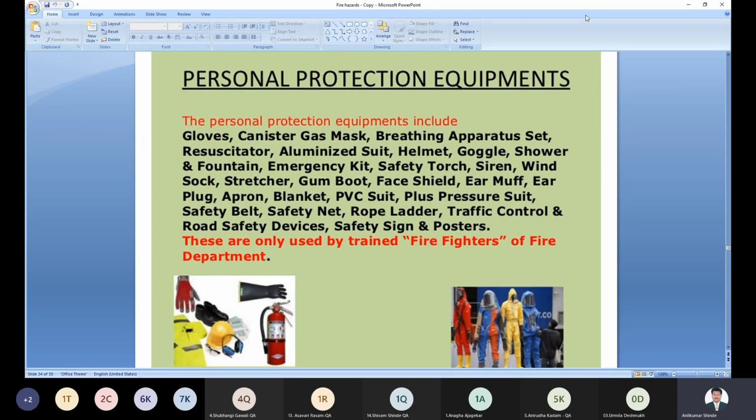The gloves are there, canister gas mask, breathing apparatus set, respirator, aluminized suit, helmet, goggles, shower and fountain or emergency kit, safety torch, siren, whistle, stretcher, gumboots, face shield, ear muff or ear plug, apron, blanket, PVC suits, positive pressure suit, safety belt, safety net, rope ladder, traffic control and road safety devices, safety signs and posters. These are all the equipment contained in the personal protective equipment assembly.